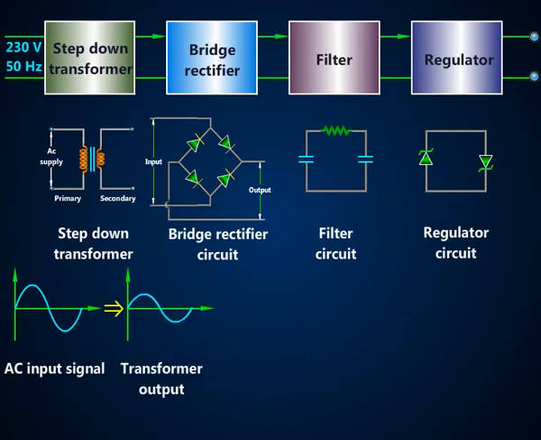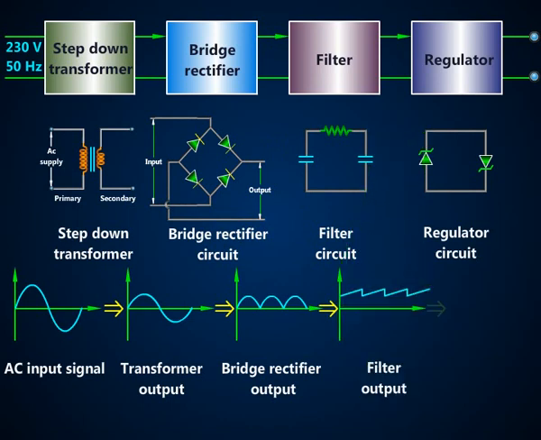The signal is rectified by the bridge rectifier circuit, the filter circuit removes the ripple component, and the regulator circuit gives the regulated DC signal as output. Thus, the regulated, that is constant, DC output is obtained from the DC power supply. The input and output waveforms of different circuits are shown here.